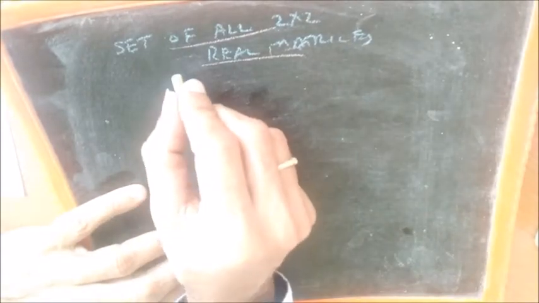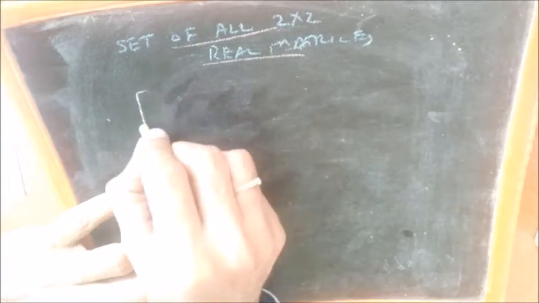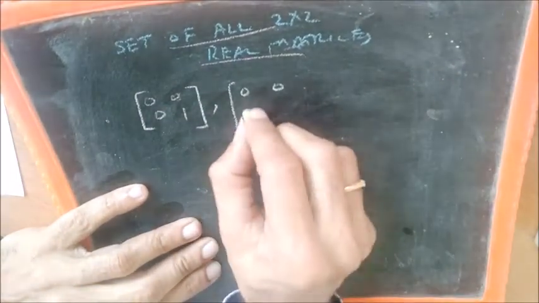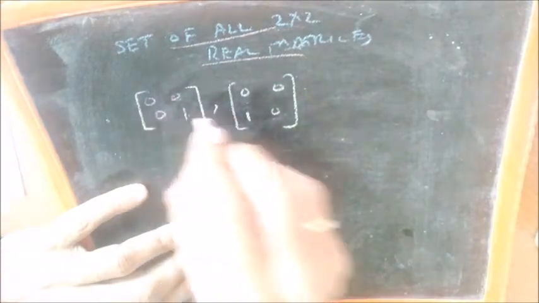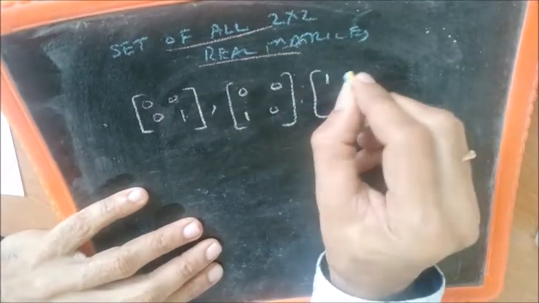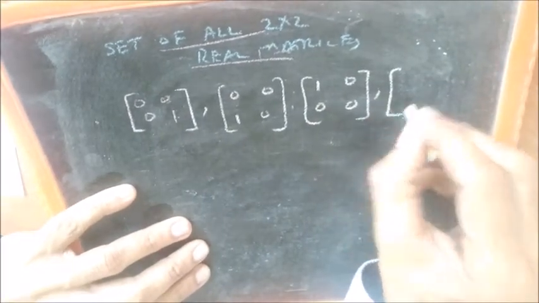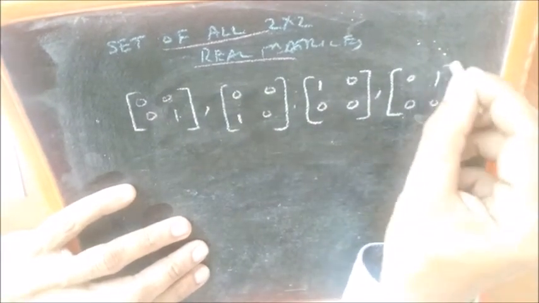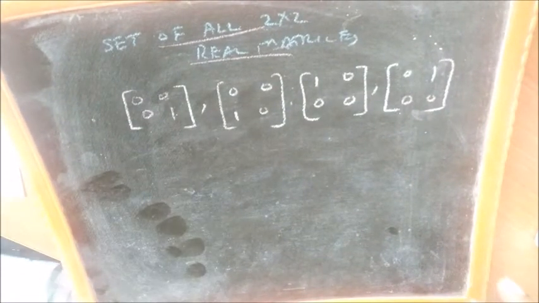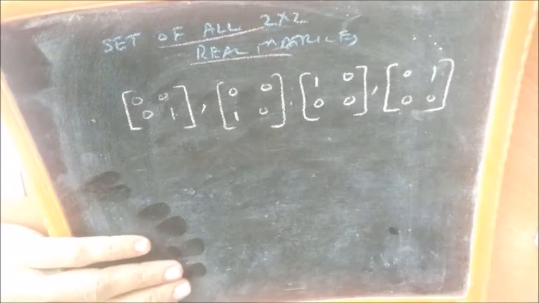The basis for the vector space comprised of the set of all 2 by 2 real matrices is this. This is the basis. The matrices are [0 0; 0 1], [0 0; 1 0], [1 0; 0 0] and [0 1; 0 0]. So this is the basis for the vector space defined by the set of all 2 by 2 real matrices.